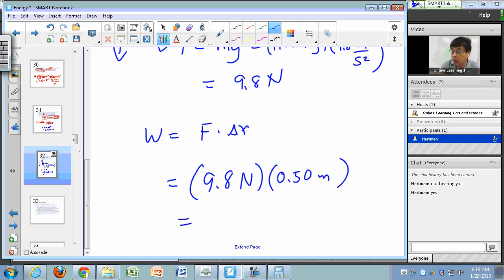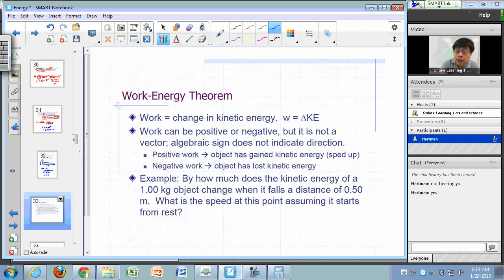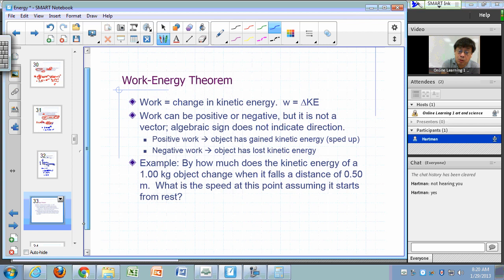So 9.8 times 0.5, that gives you 4.9 newton meters, newton times meters, or 4.9 joules. Okay? So that's the amount of work that was done on the object by gravity. All right, let's talk about what's called the work energy theorem.